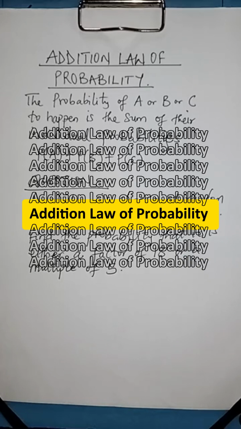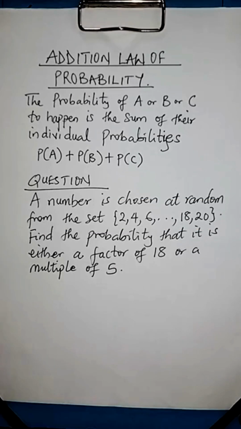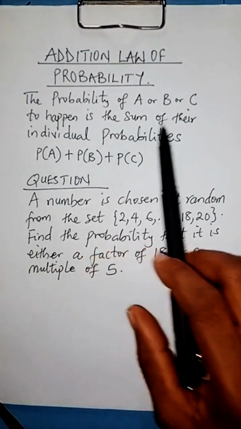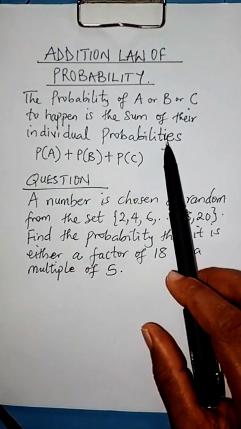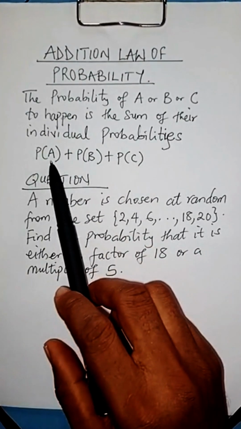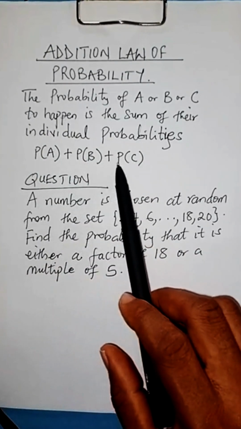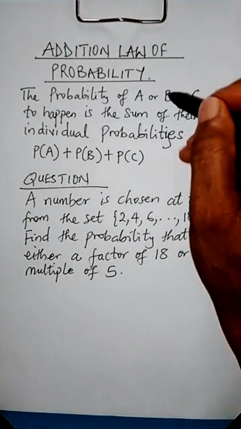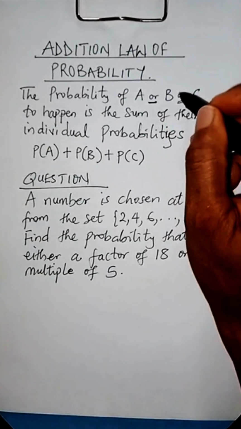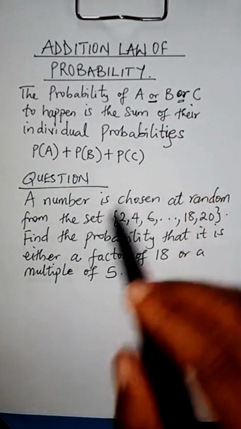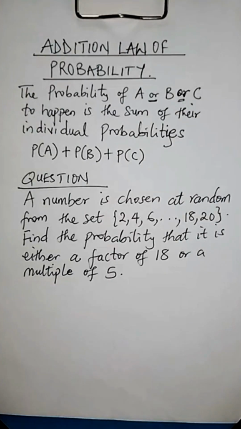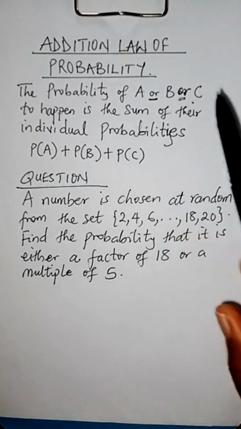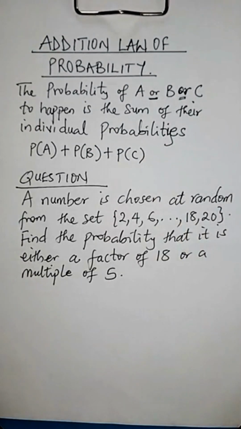So let's look at the addition law of probability. Now, the probability of A or B or C to happen is the sum of their individual probabilities. So it means probability of A plus probability of B plus probability of C. What this simply means is that whenever you see the word OR in probability, it tells you that you're going to use the addition law to solve it. So what you do is look for the probability of A, look for the probability of B, look for the probability of C, and then you add them together.